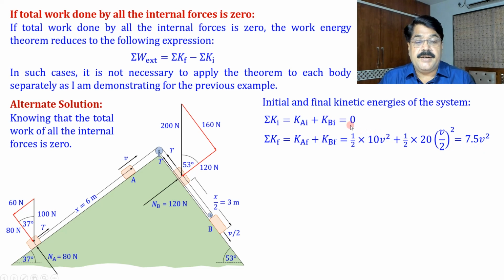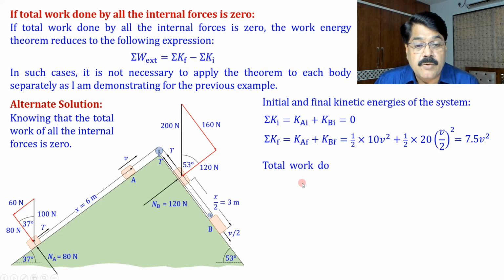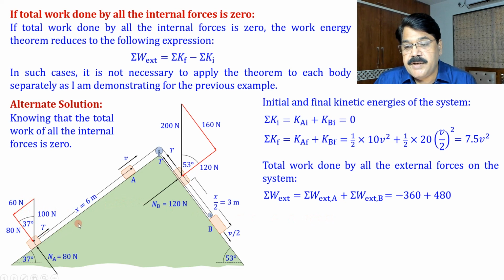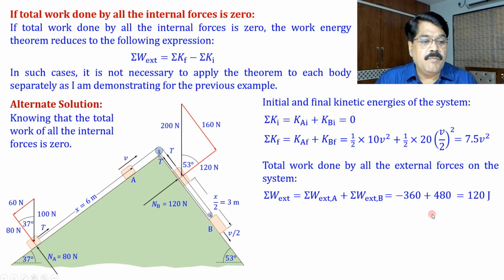This is the total initial energy. Now, the total work done by all the external forces on the system. How can we write it here? Summation W external is equal to W external on A plus W external on B. So W external on A is simply minus 360, and W external on B is what? 160 into 3, that is 480. So it will be 120 joule.